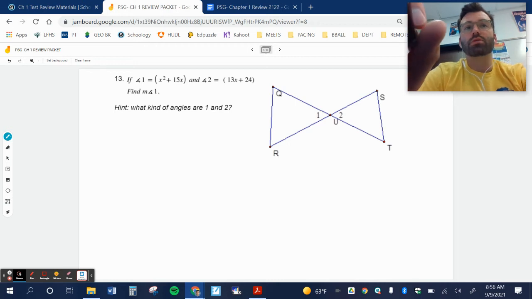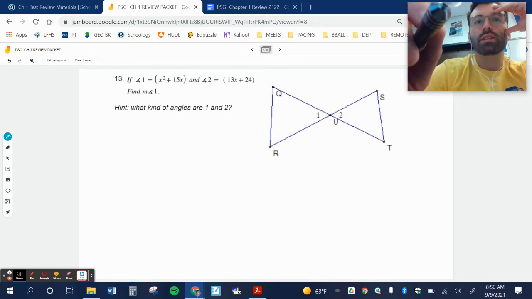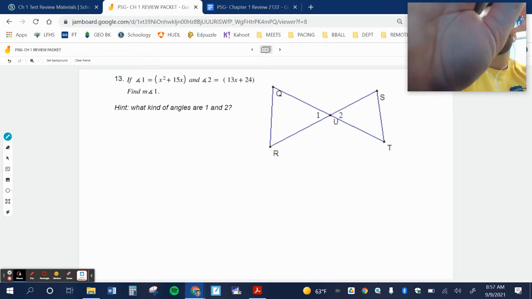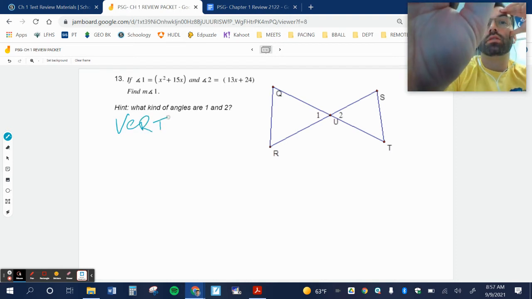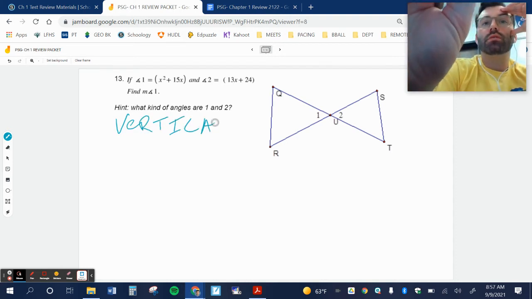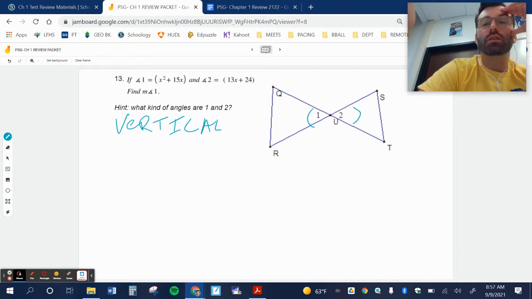All right, here we go. I got two angles. If angle 1 is x squared plus 15x, and angle 2 is 13x plus 24, find angle 1. Hint, what kind of angles are 1 and 2? They're vertical. All right, they're vertical. And vertical means that they are congruent.